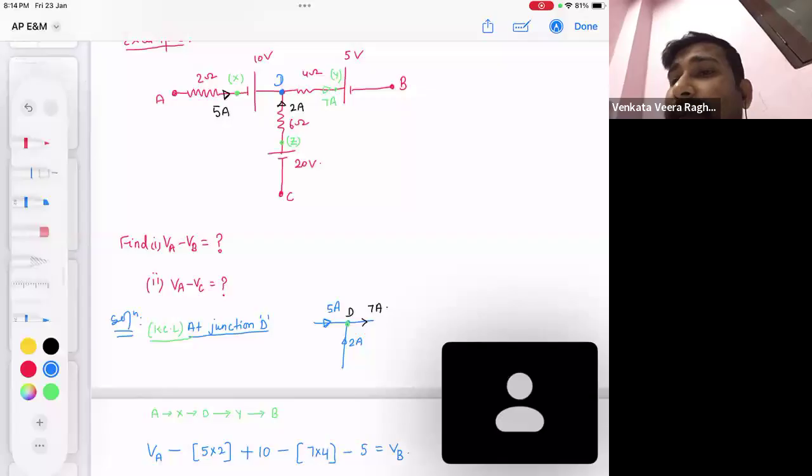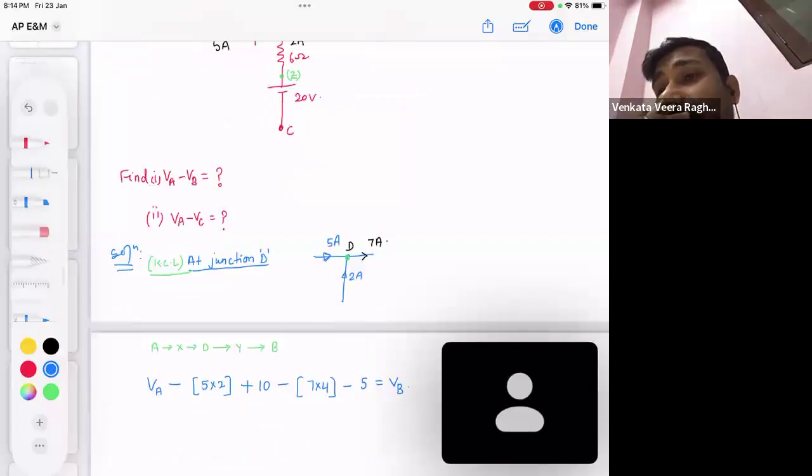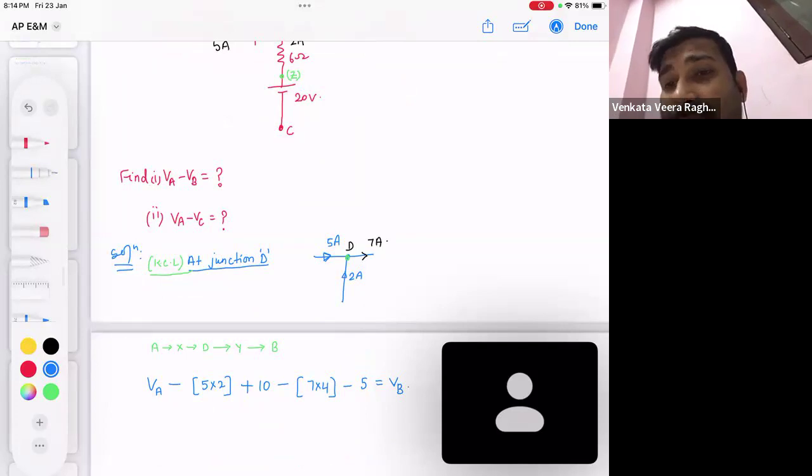So after doing all these plus minus things, I reached the point B. That must be the potential of point B. So what are we getting? VA minus 10 plus 10 gone, 7 into 4 is 28, minus 28 and minus 5 is minus 33, equal to VB. So VA minus VB we are getting as 33 volts.